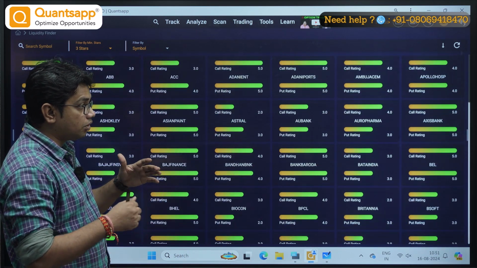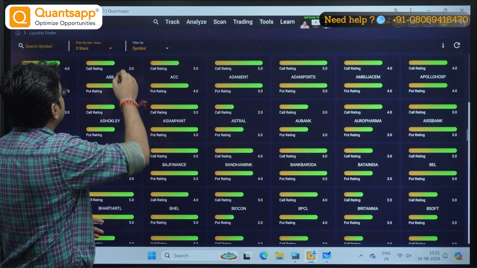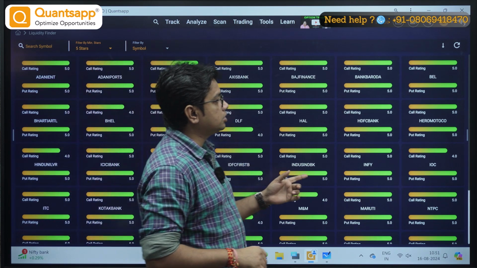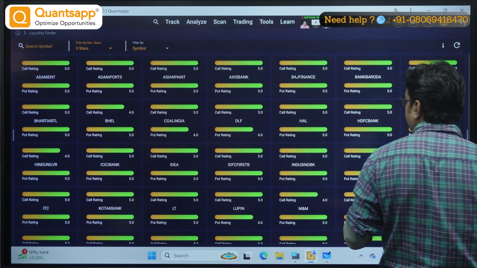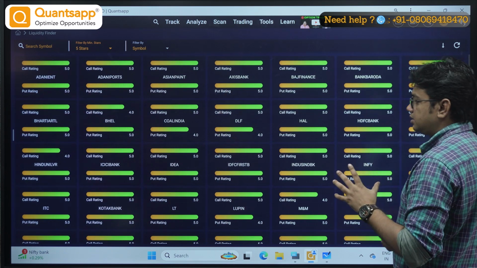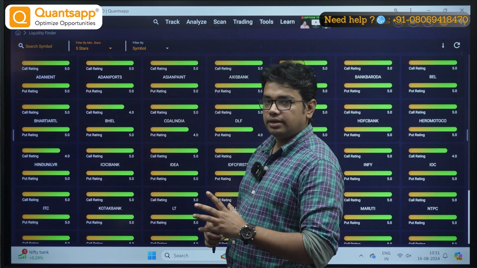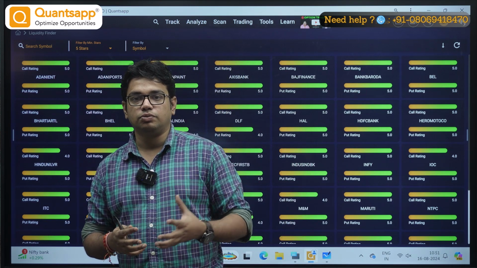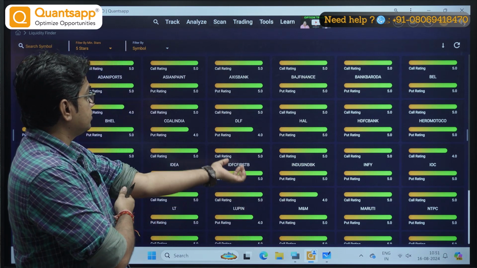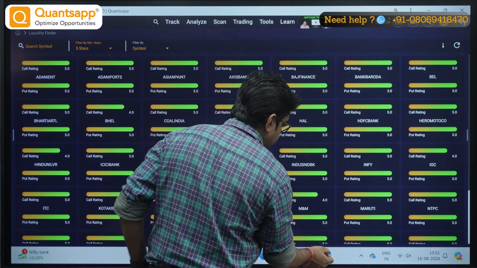If you want more liquid stocks, then go for 4-star or 5-star. These are the stocks which have 4 and 5-star rating. In these stocks the chances for the option to become illiquid are very less. All right, so let's go to trading.